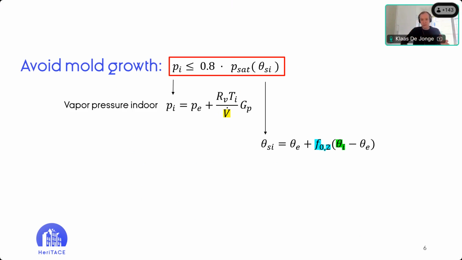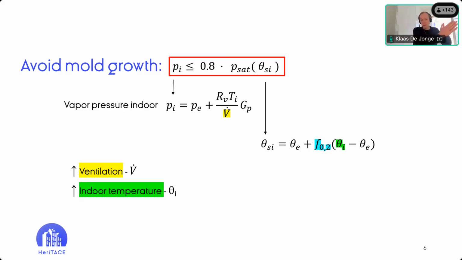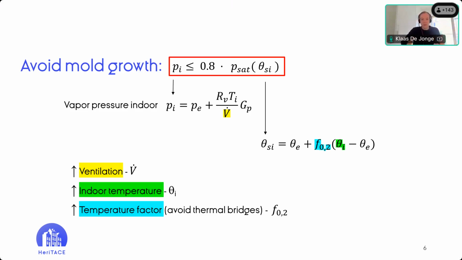If you look at the formulas, you have 3 ways to avoid mold. You can increase ventilation, which means that you lower the moisture load of that building. You can increase indoor temperature, because if you increase the general indoor temperature, the temperature on that surface will also be higher. And thirdly, you could have an impact on the thermal bridge itself: more insulation, making sure there are no thermal bridges. So try to avoid it by design.